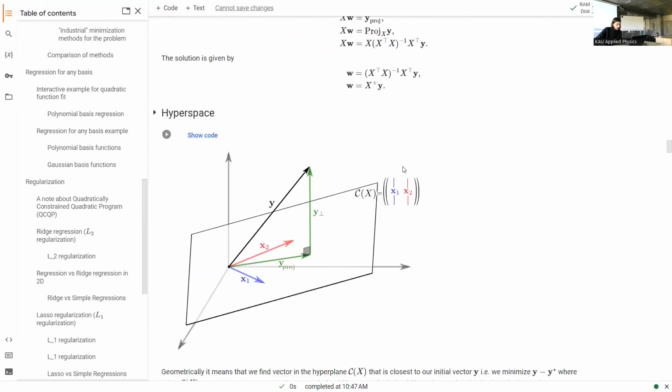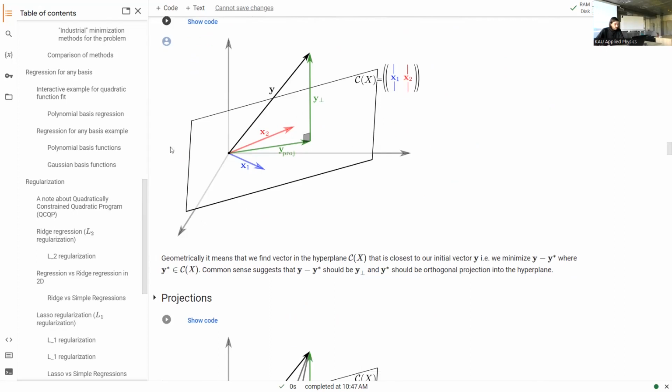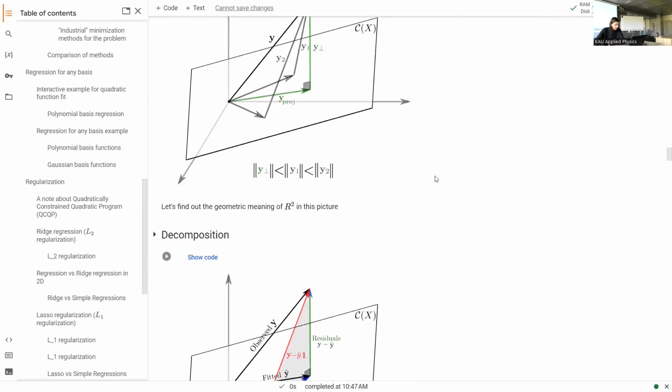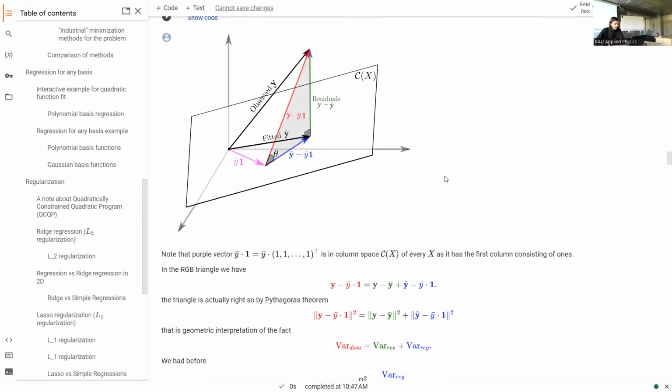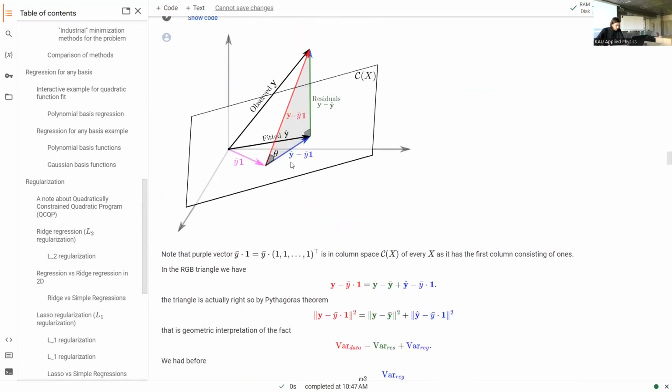Okay, so here are some small pictures that show that to you. So here is the projection. Here you have that y perpendicular, the subspace, I mean the column space, and so on. What is interesting here is that you can make sense of that R squared if you look at this picture.